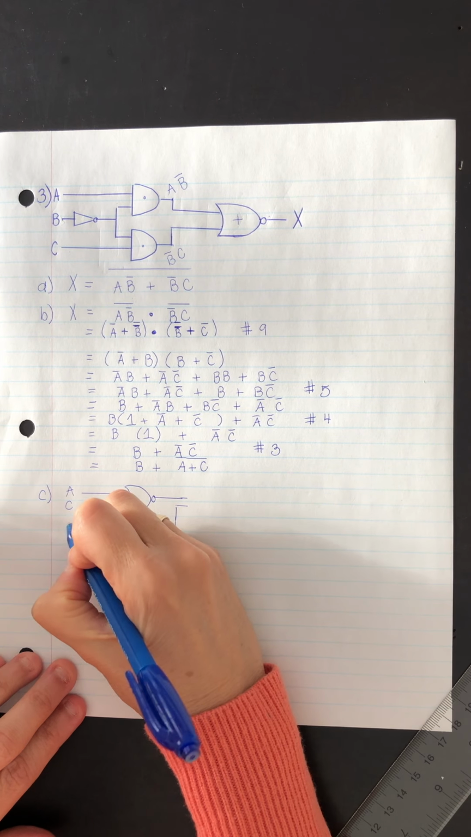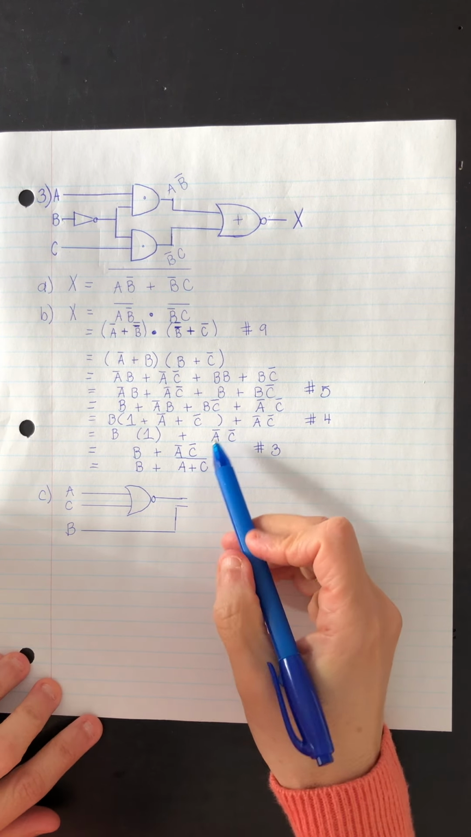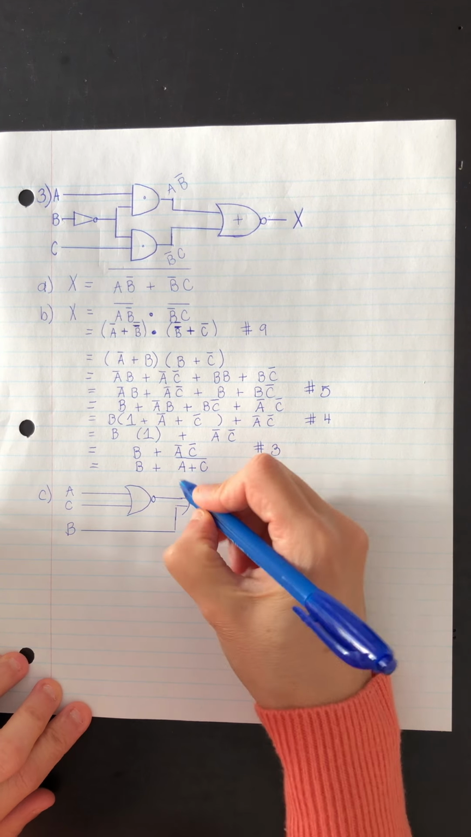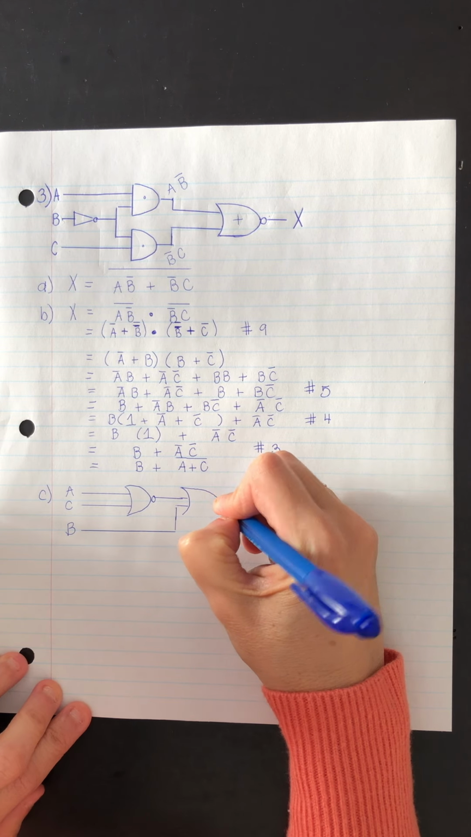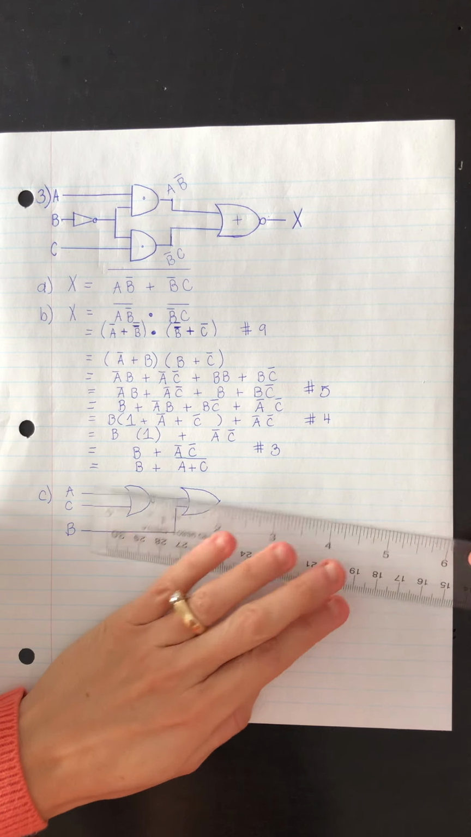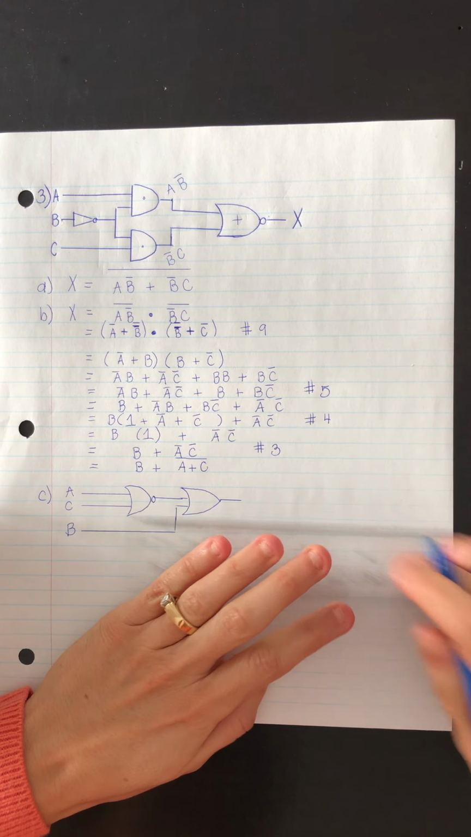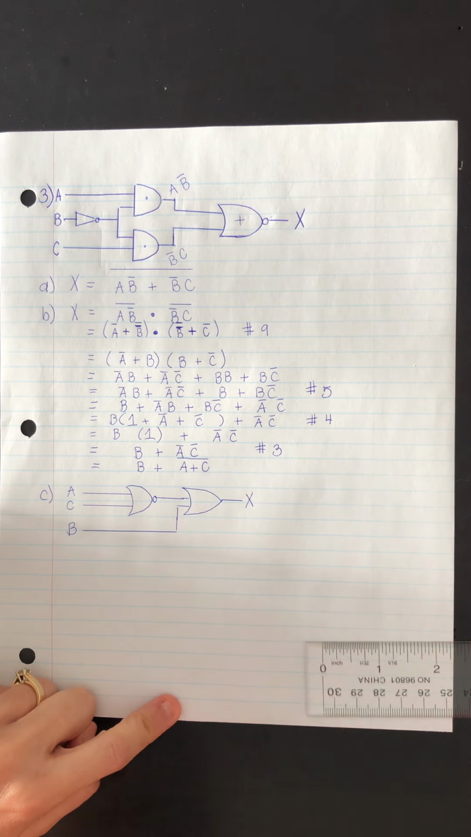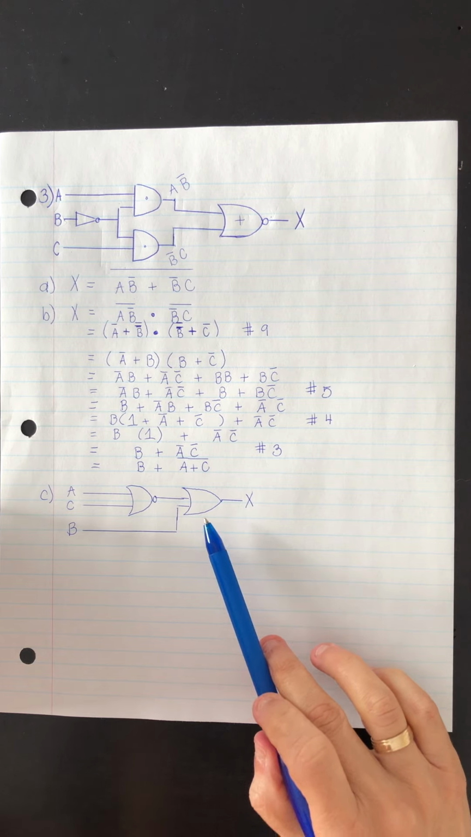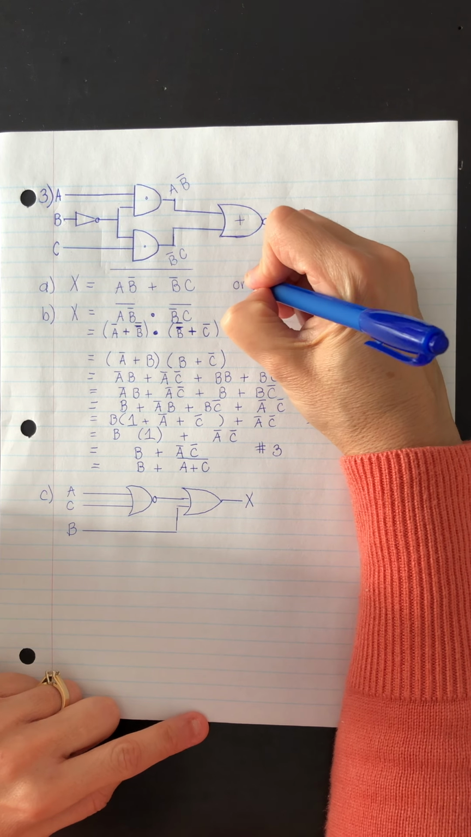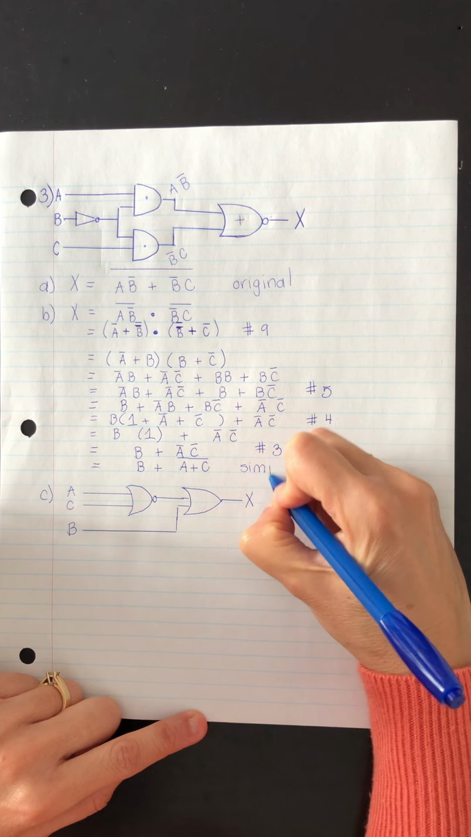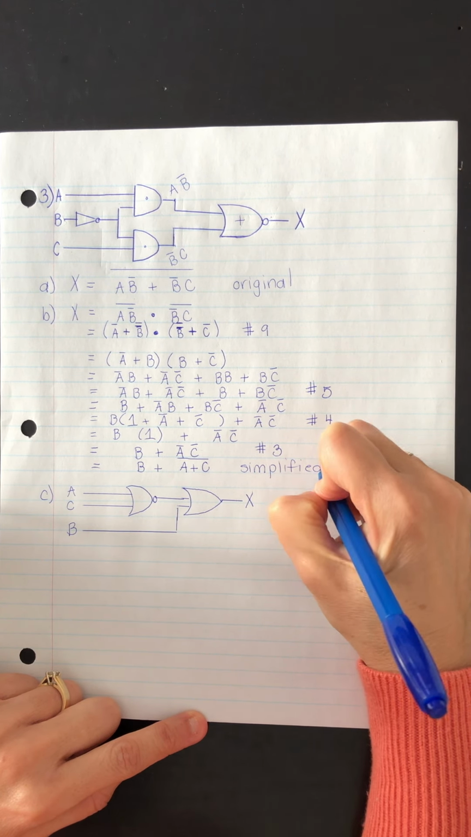So this is B. Okay, and so we need to show addition with B. So again, round in the front, and then it's just OR. Out X, like that. So that would be our simplified. So here's the original, and here would be the simplified. Final results.